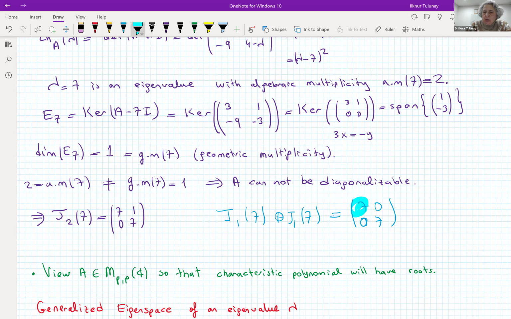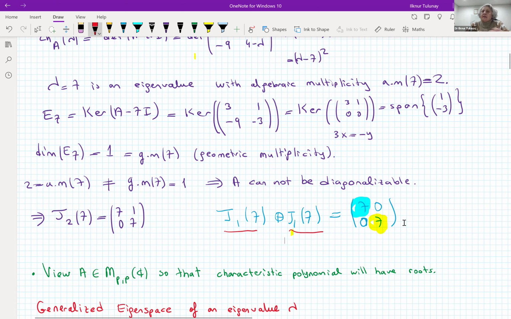So this is one block, and then you will have this block, right? You have one block of this, one block of that. Right? So you have one block of this, one block of that. If you had two eigenvectors, if you found two eigenvectors here, this would be the case.